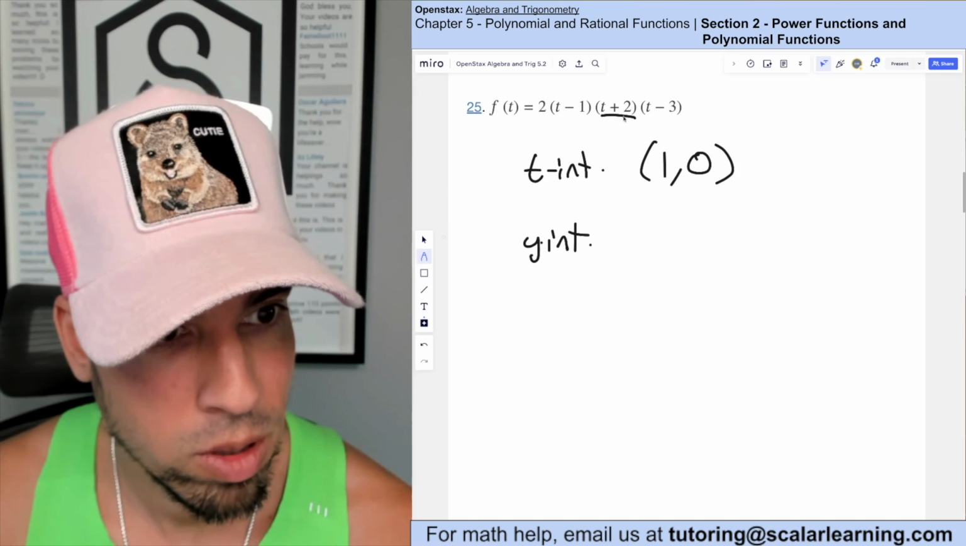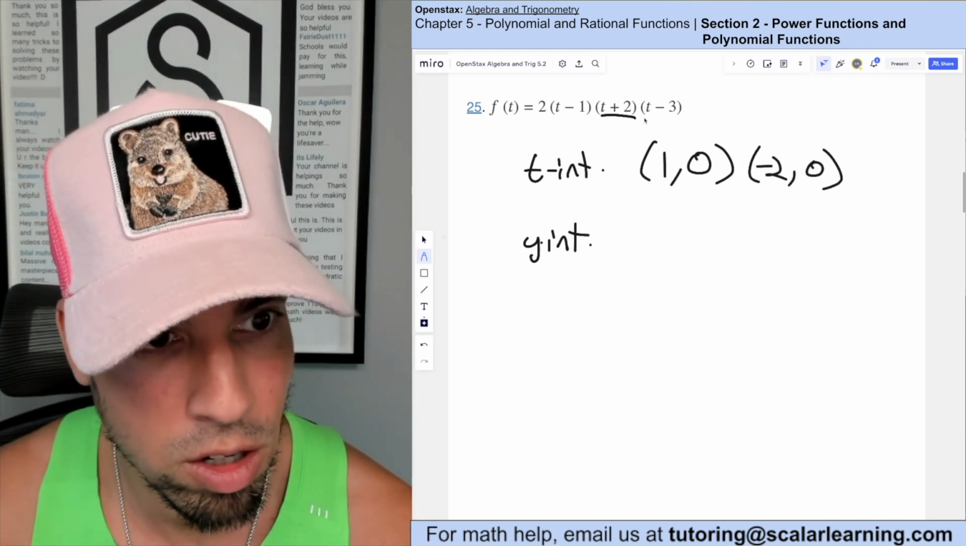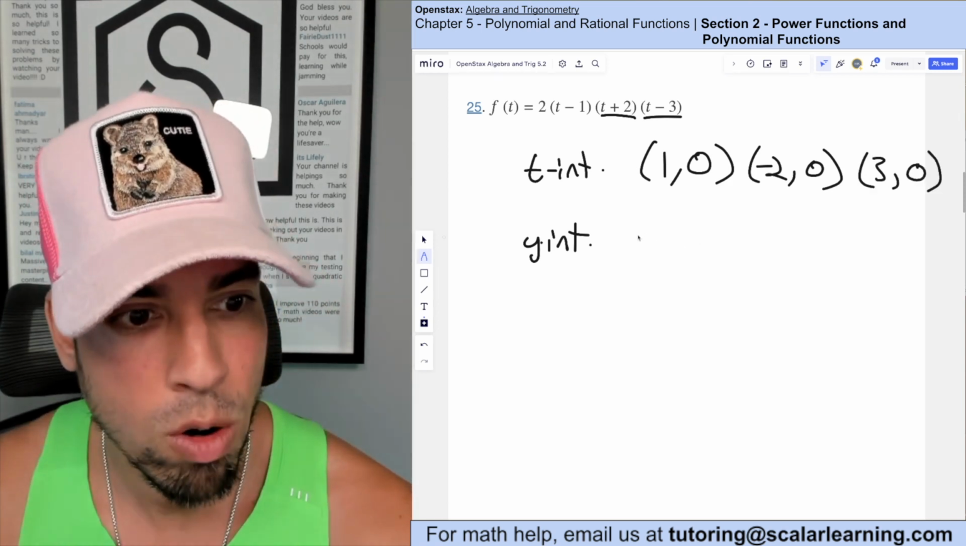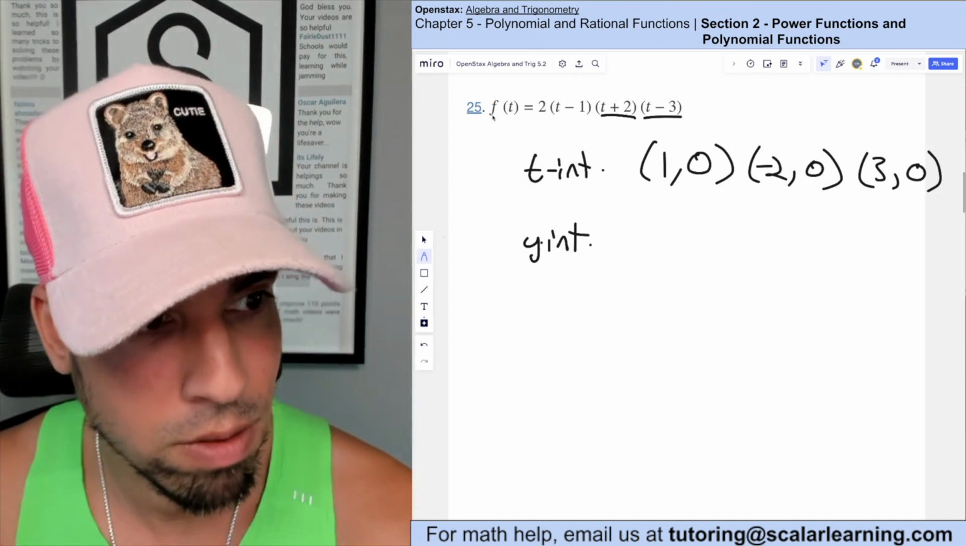We've also got, for this one, that would be negative 2, right? Negative 2 plus 2 is 0. And last but not least here, we would have a t-value of 3. So those are our t-intercepts. For our y-intercept, or really the function intercept, but this is how they put it in the back of the book, right? Because it's a function of t.